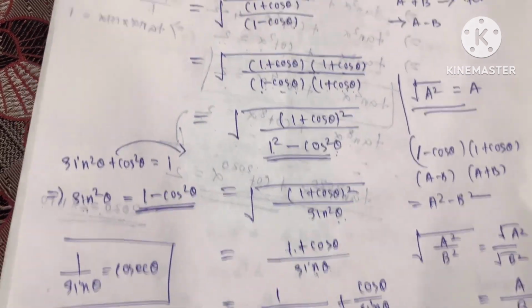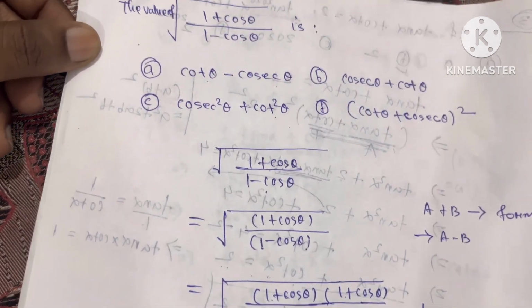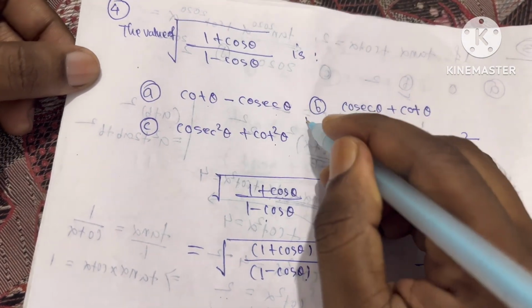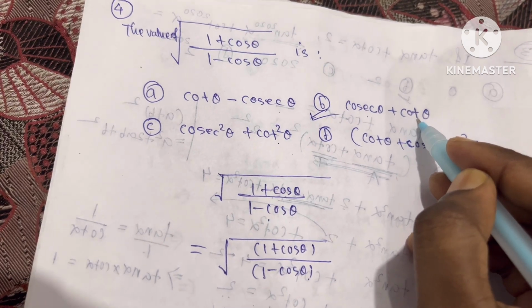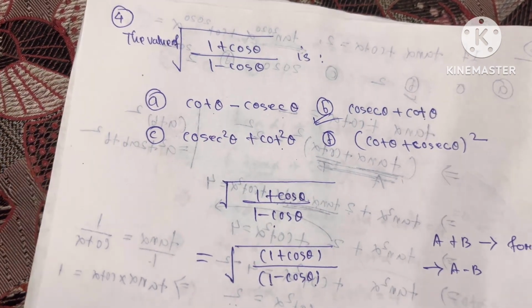So that means which option will be correct? Option B is correct. So cosec theta plus cot theta, we got the answer.